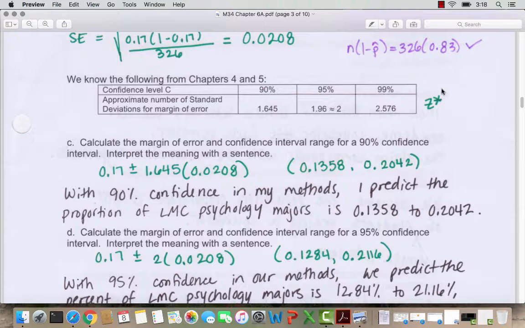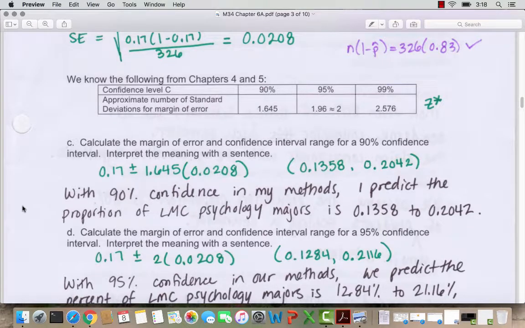So now we want to calculate the margin of error and confidence interval range for a 90% confidence interval. Remember, the margin of error is the 1.645, the z star for 90%, multiplied by the standard error. So this part here is the margin of error. And then we add and subtract that from 0.17 to get our confidence interval. So our lower bound is 0.1358, or you could say 13.58%. And our upper bound is 0.2042, or you could say 20.42%.